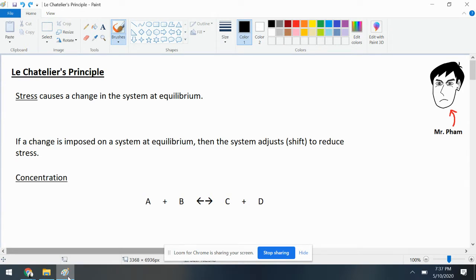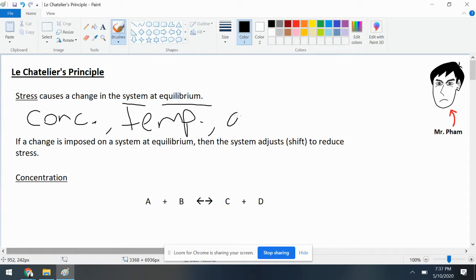So, for today's lesson, we're going to be looking at Le Chatelier's principle, and the whole point is we're looking at how a stress causes a change in the system at equilibrium. When I'm referring to stress, I'm talking about three types of stress. How does changing the concentration of the reactants change the system at equilibrium? The second thing we'll be looking at is temperature. How does temperature affect the system at equilibrium?